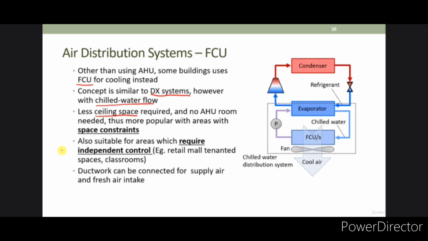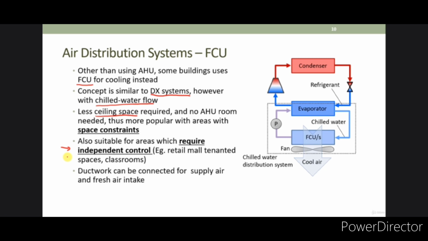It is also suitable for areas which require independent control. So that means, for example, a classroom may not be occupied for the whole day. So when there's no lesson, no one is inside, then the teacher, before leaving, may want to switch off the air conditioning, switch off the fan coil unit. So when people start to occupy the space, then it can be manually switched on.